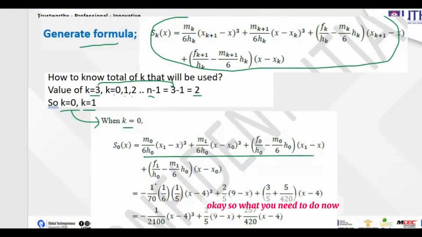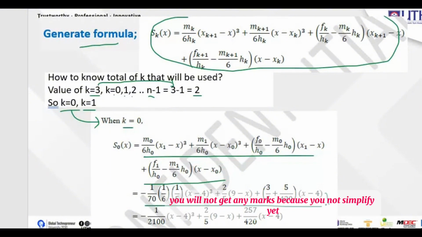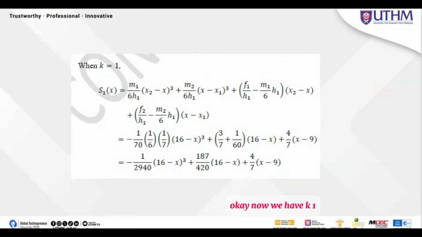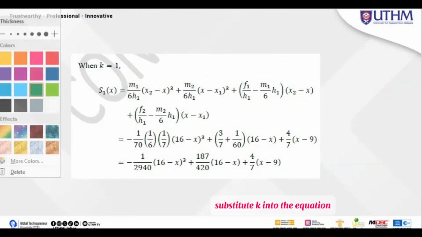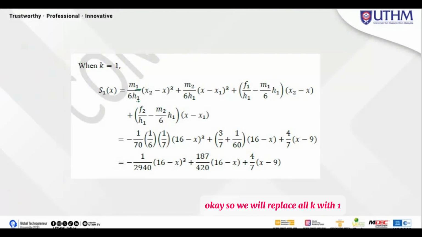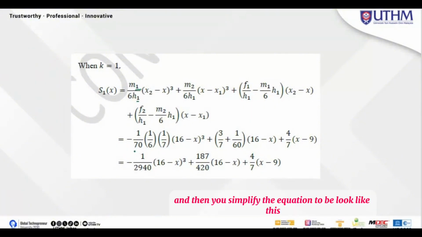Okay, so what you need to do now, you need to simplify the equation. Don't make your formula long. If you just stop here, you will not get any marks because you have not simplified yet. So simplify until you get something like this. Okay, now we have K1. Substitute K into the equation. So we will replace all K with 1, and then you simplify the equation to look like this.